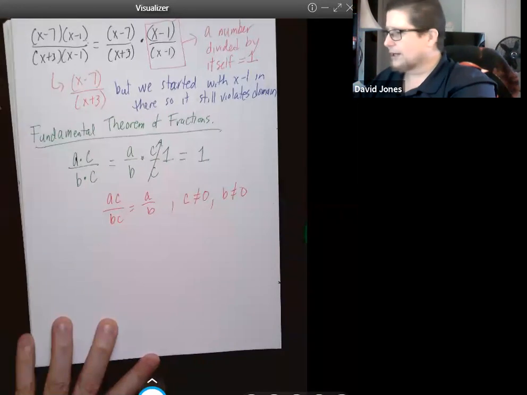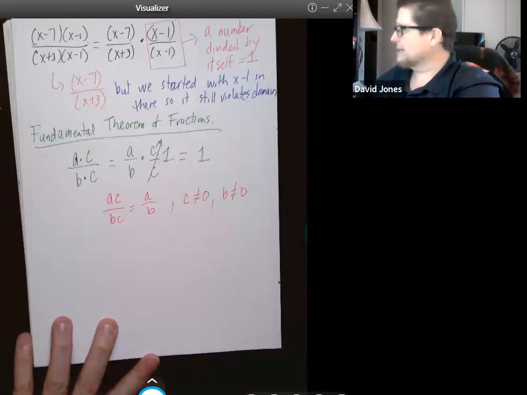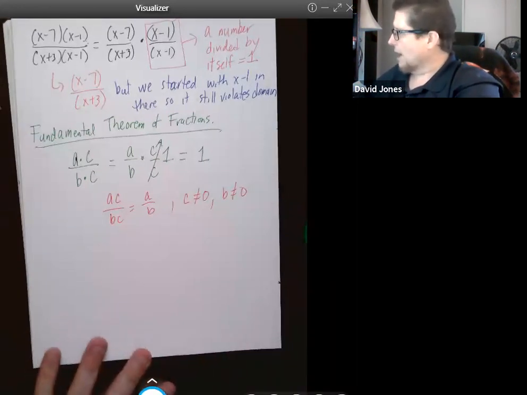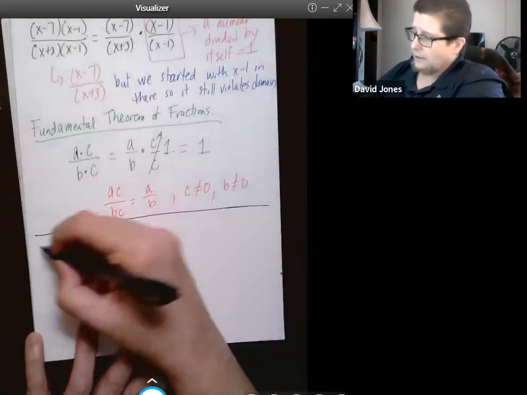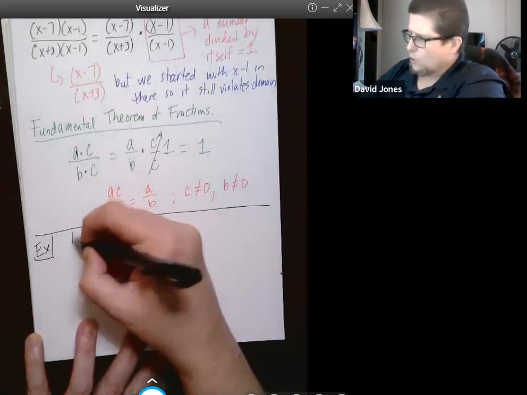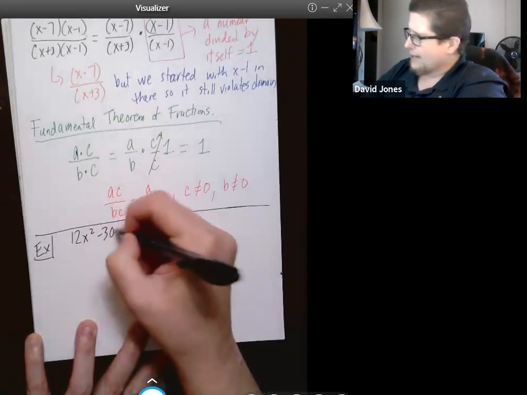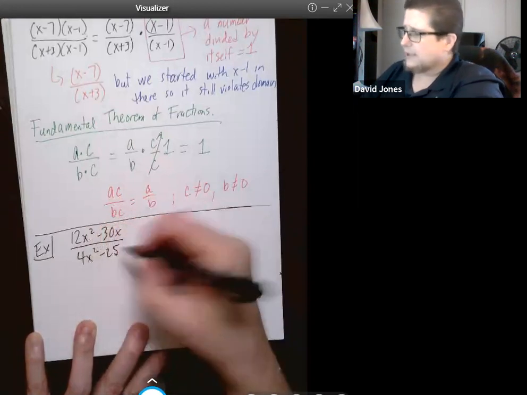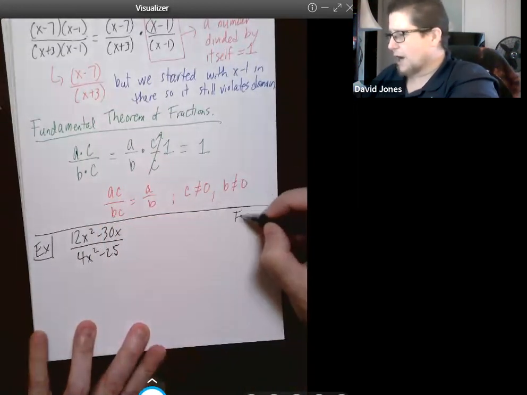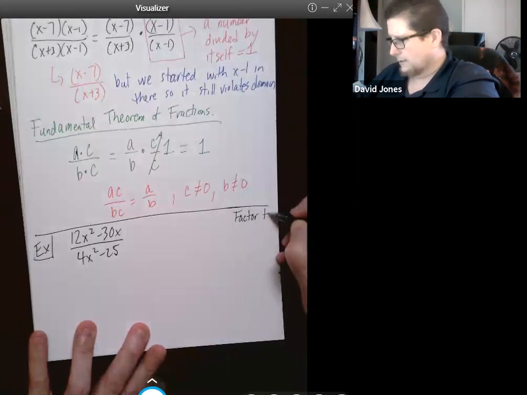So let's take a look at some examples of how we would apply this. First example we'll do: 12x squared minus 30x over 4x squared minus 25. And we're going to factor top and bottom separately.